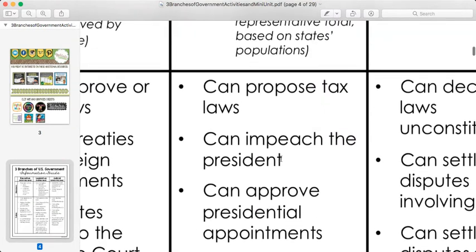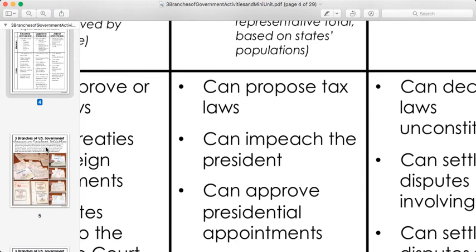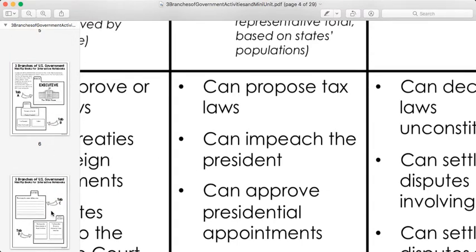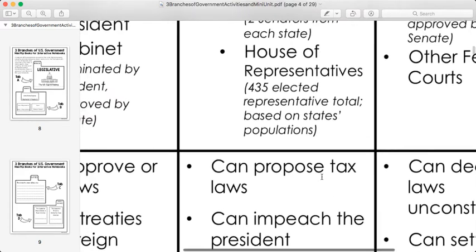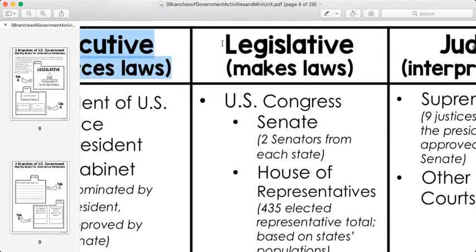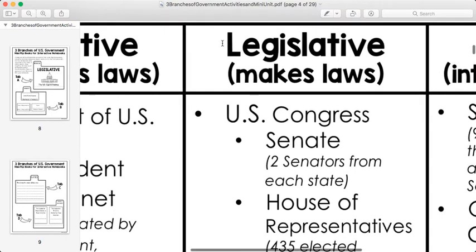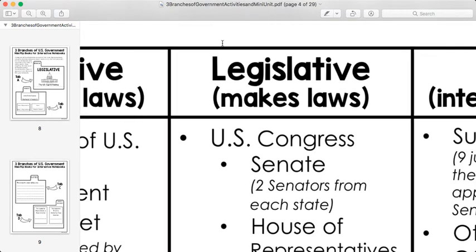Now, today we're going to talk about another branch of the government, and that is the legislative branch. You should see in your packet that the next page has a folder shape on the legislative branch. The legislative branch is important because they have representatives from each state, and so they listen to what their state wants and advocate for what kinds of laws their state wants to approve or disapprove of.